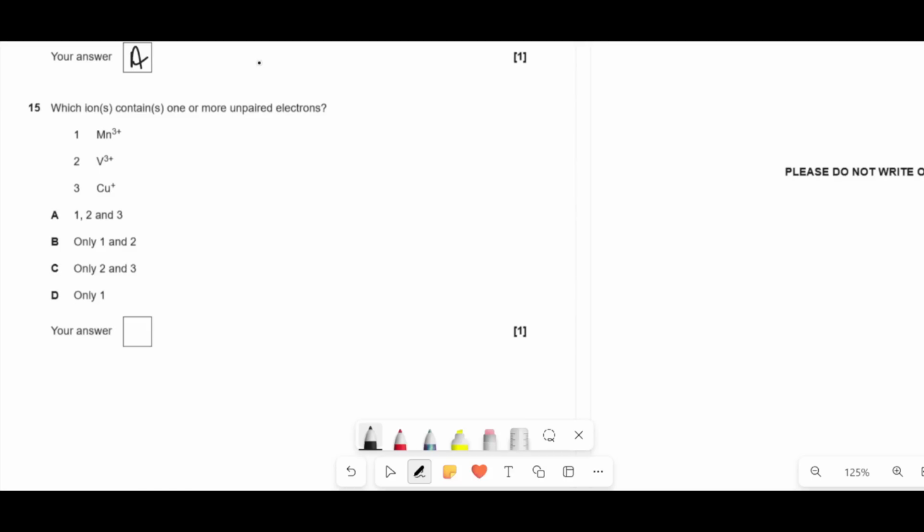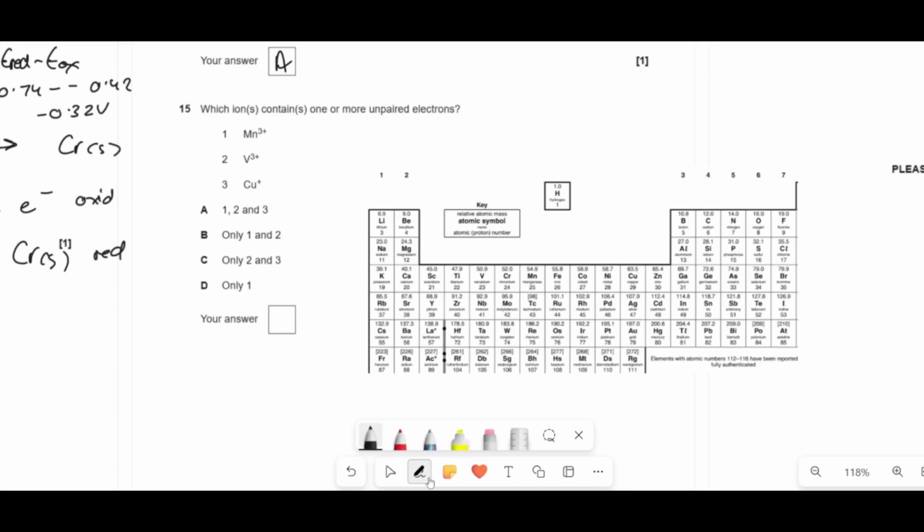Next it says, which ions contain one or more unpaired electrons? So unpaired, right? So we need to go through and just quickly look at their electron configurations. So for this question, I've just quickly grabbed a periodic table. So up here, I've cropped it off. That's period 1, that's period 2, that's period 3, that's period 4, period 5, and so forth. So it's really important you can quickly skim through the periodic table. This is your S block, that's your D block, that's your P block.